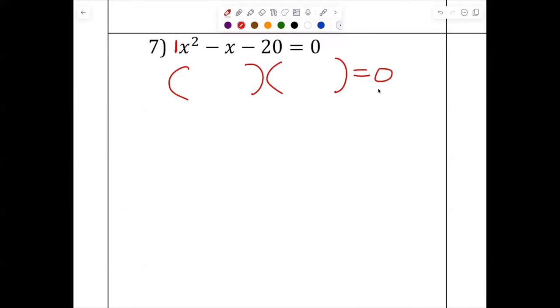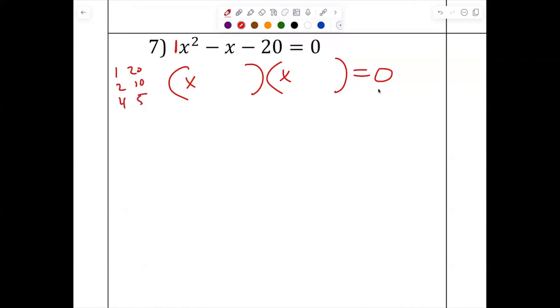All right, Mr. Greep, go. X and what? Oh, X and X. That's how you break it down. Now what are the factors of 20? That can be 1. 1 and 20, 2 and 10, 4 and 5.